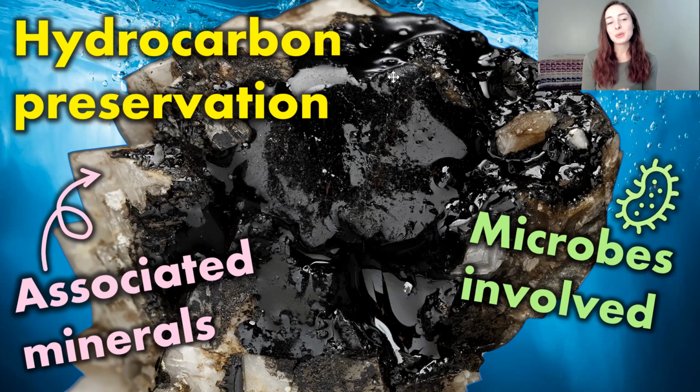So in today's video, we'll be covering how hydrocarbon deposits have become preserved in the past in the rock record, and the minerals that they're often associated with, why that is, what kind of reactions form those minerals and why they're associated with hydrocarbons. And then also the microbes that are involved in both hydrocarbon preservation as well as hydrocarbon extraction, and how different types of hydrocarbons can form depending on different microbes and minerals that are involved in their initial deposition and diagenesis. So let's get into it.